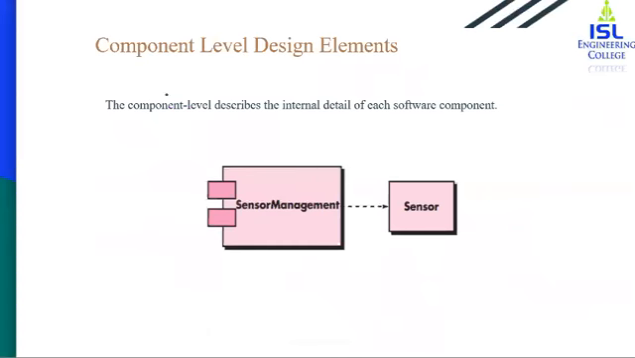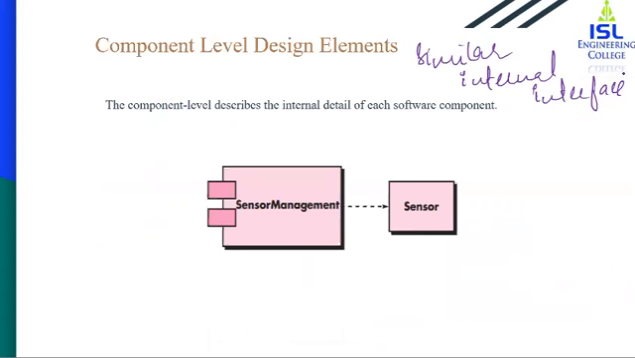The next is the component level design. Now this component level design is similar to your internal interface. Within this internal interface, one of the UML diagrams is also called the component diagram. So this symbol is your component diagram. What is the component symbol? You're going to have a rectangle with two protruding rectangles on top of it. So this is your component symbol. Here you have the sensor management as a component. This has a dependency relationship to the sensor.